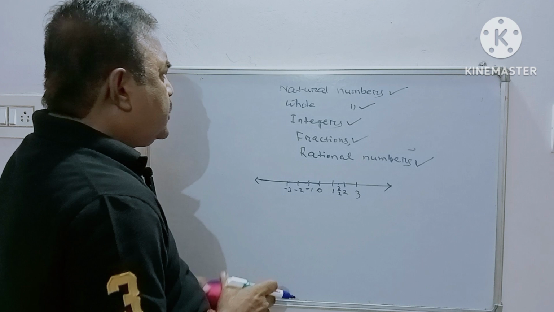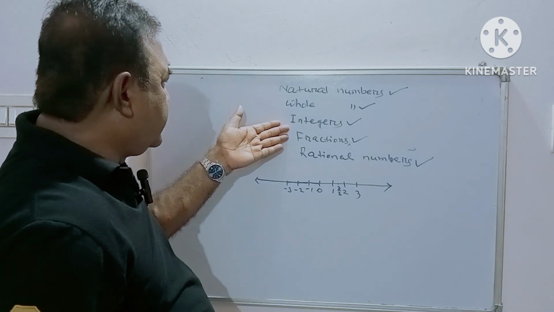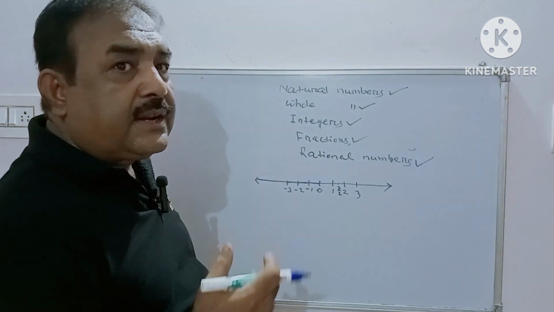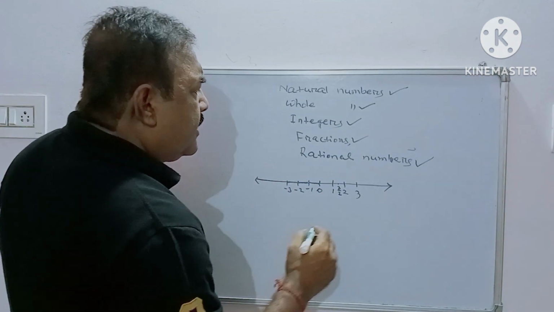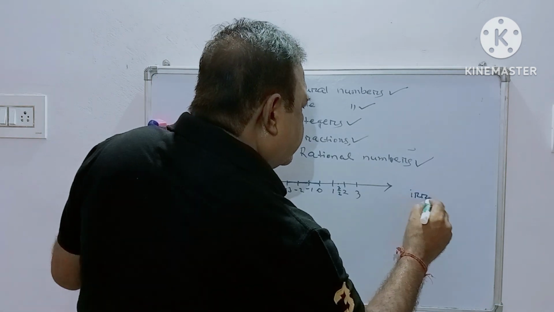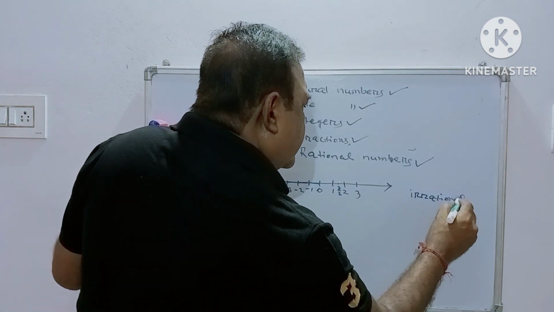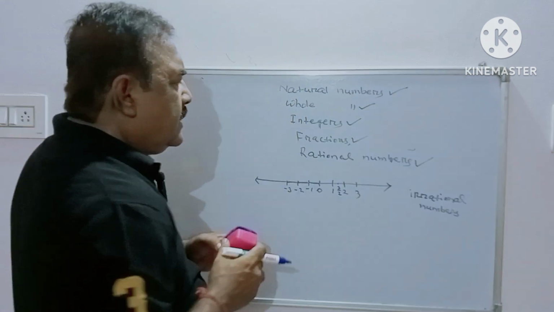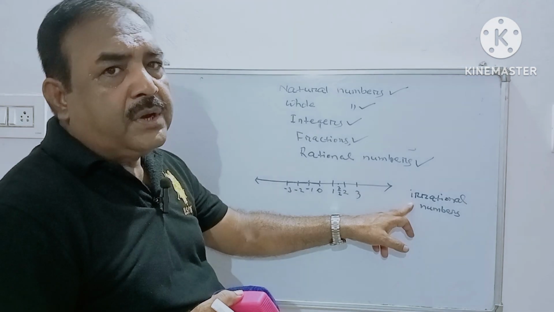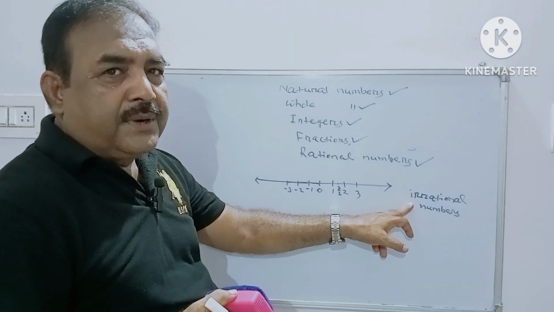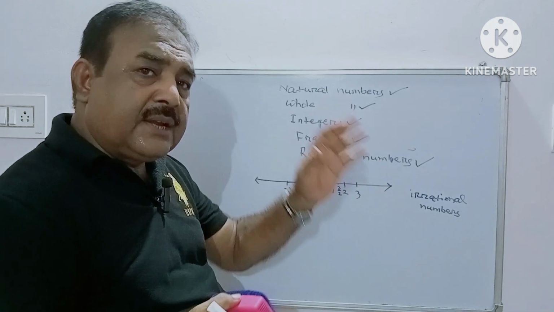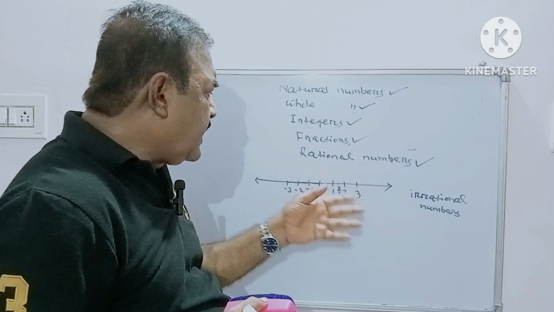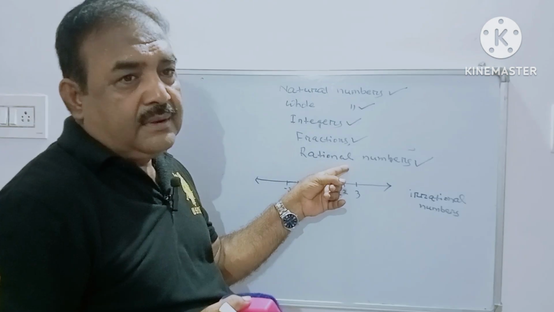And also in the higher class you will study the irrational numbers, which are not rational numbers. That means we cannot write these numbers in the form p upon q, numerator upon denominator. But these are also numbers. These are the irrational numbers. But they also exist on this number line. You will read it later. Just for example, I am telling you.